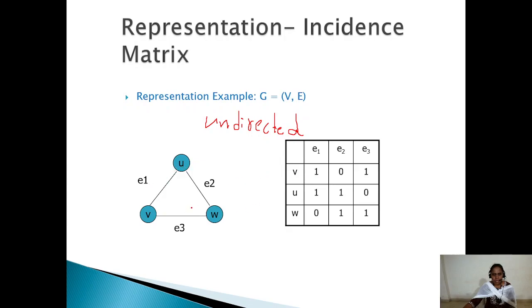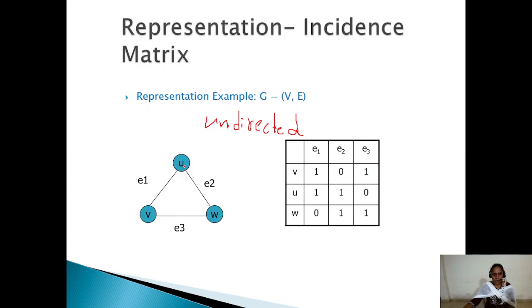So put 1 there. V to E2: no edge will be connected to V, E2, so put 0. Okay. Next, V to E3: no edge, yes, it will be passed. E3, put 1. Okay.